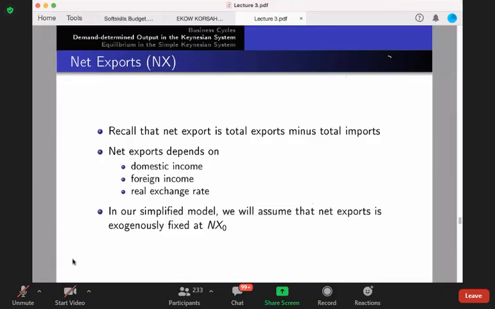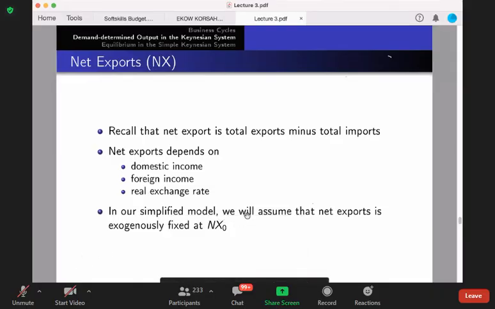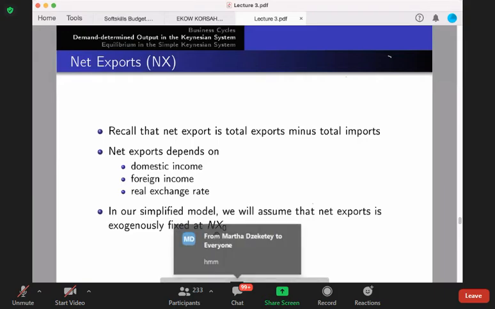I don't want to go far, I could have picked these depreciation and appreciation issues, but let's leave it here and just say that the exchange rate is an important determinant of net exports. Again, in our model, we are going to assume net exports to be fixed. So we call it NX naught.